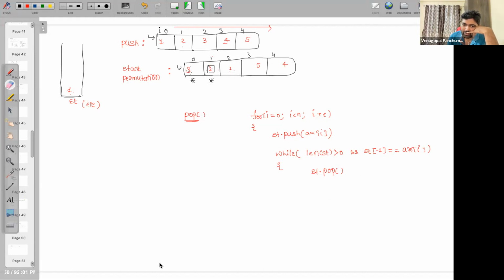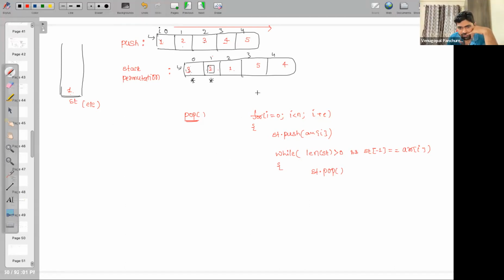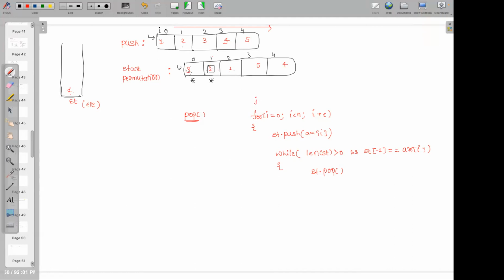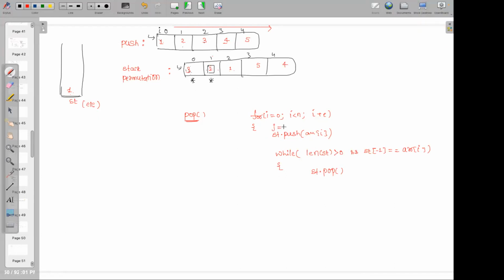Can anyone unmute and tell me? Two pointers. Okay, take a new pointer. So take i equal to 0 and take j equal to 0. Very good. Where shall I take it? After this for loop. What should I write inside j? 0, right? Or i?